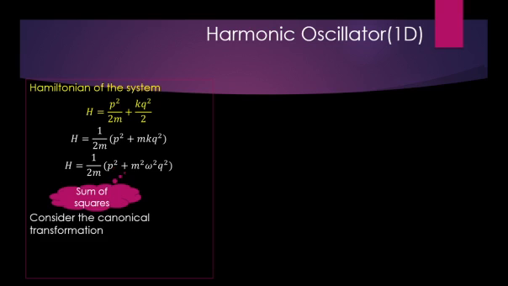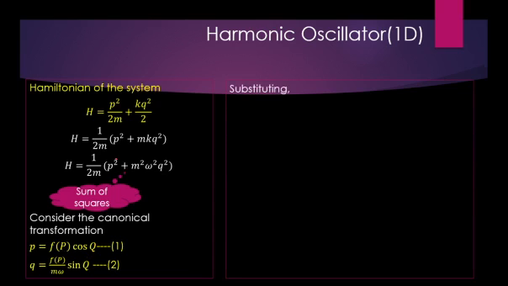So we will consider a canonical transformation of the form: p is given by a function of capital P into cos Q. Similarly, small q coordinate is given by f of P by m omega into sin Q. One contains the cos term, the other contains the sin term. Substituting that, you will get cos square Q plus sin square Q, which is 1 as per the trigonometric relation. For the time being we will consider such a transformation equation to be applied to this Hamiltonian.